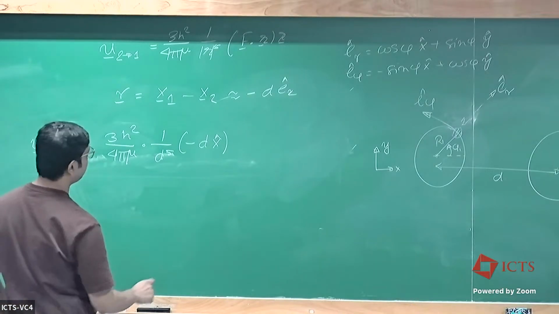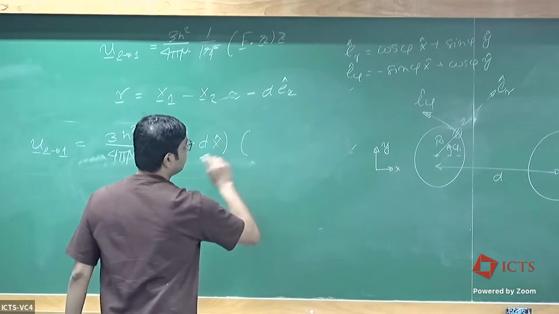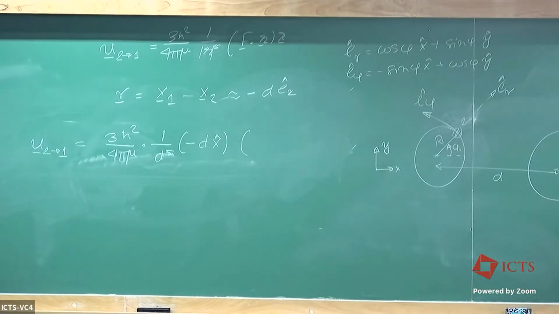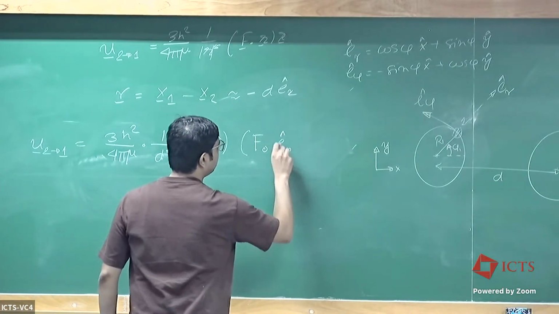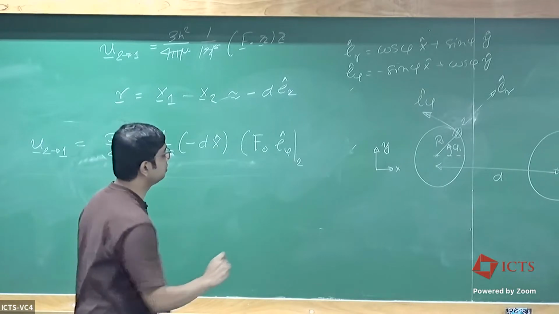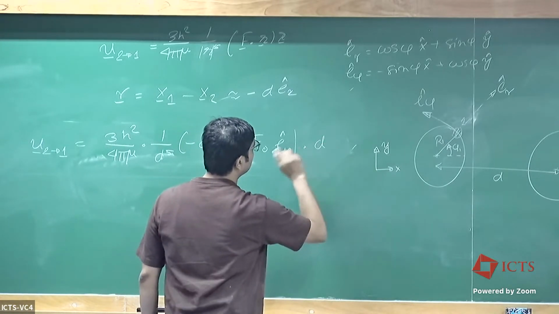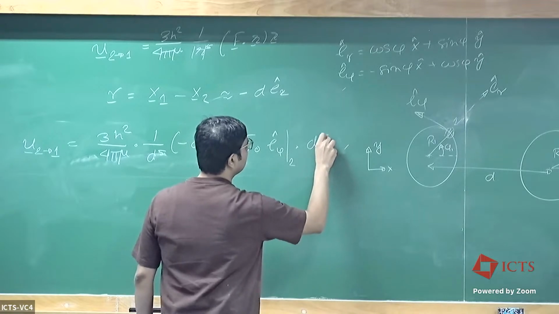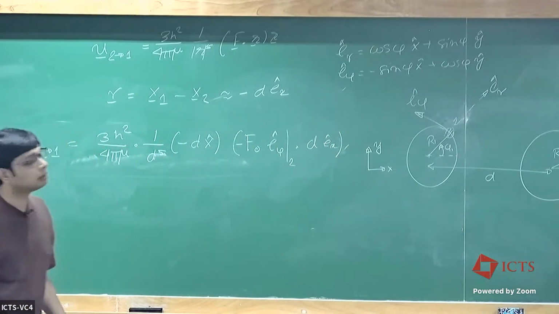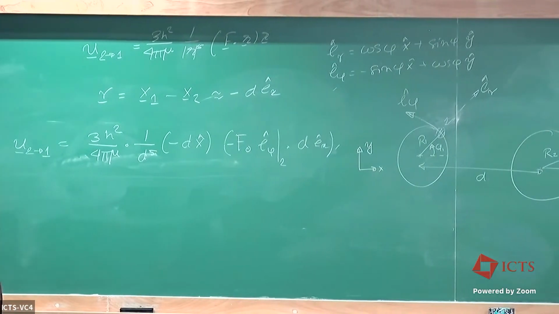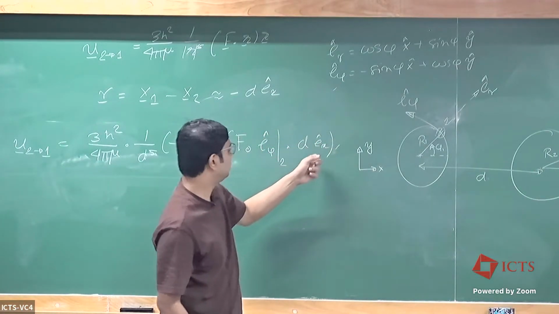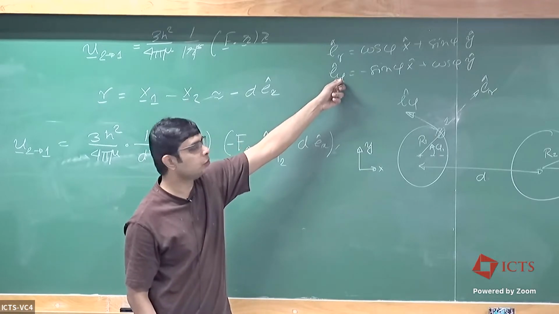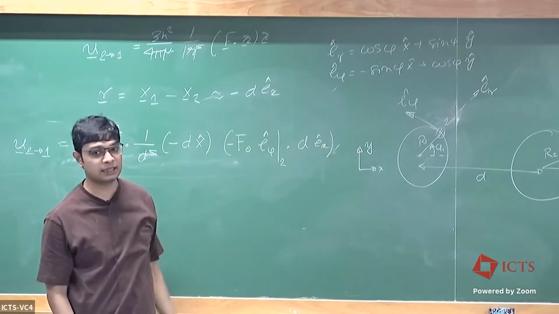Well, I hope this is correct. What you get is F naught times E hat phi for the particle 2 times d or negative d E hat x. Right? That's what I get. And E phi for the particle 2 is simply minus sine phi. I mean, if you take a dot product between E phi at particle 2 dotted with x hat, we'll just get minus sine phi 2.